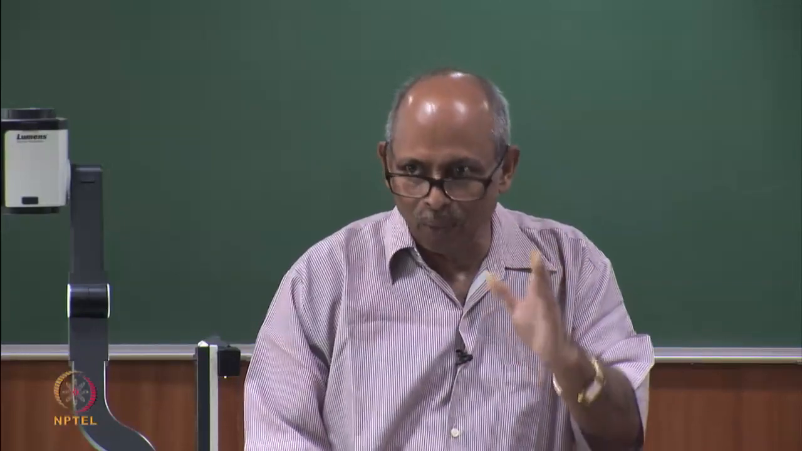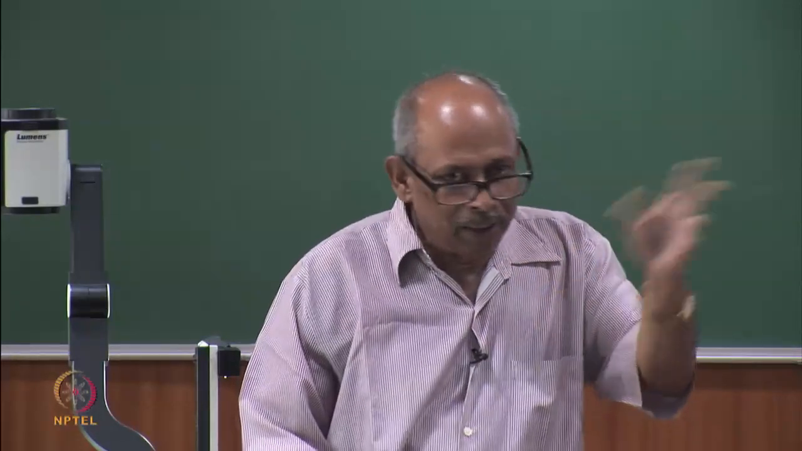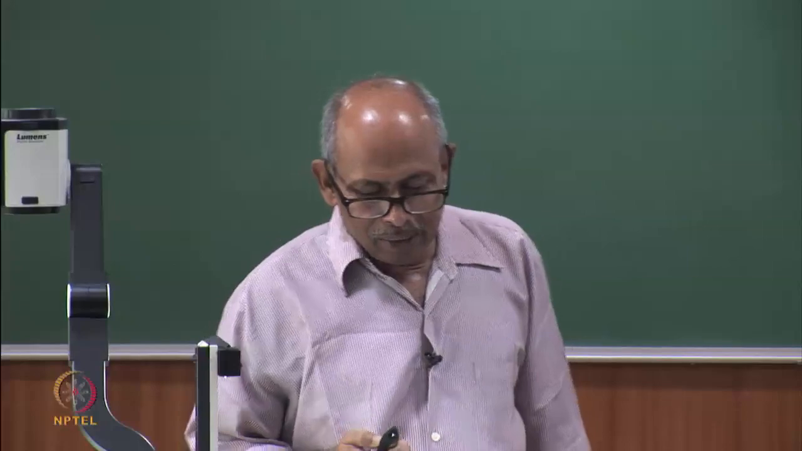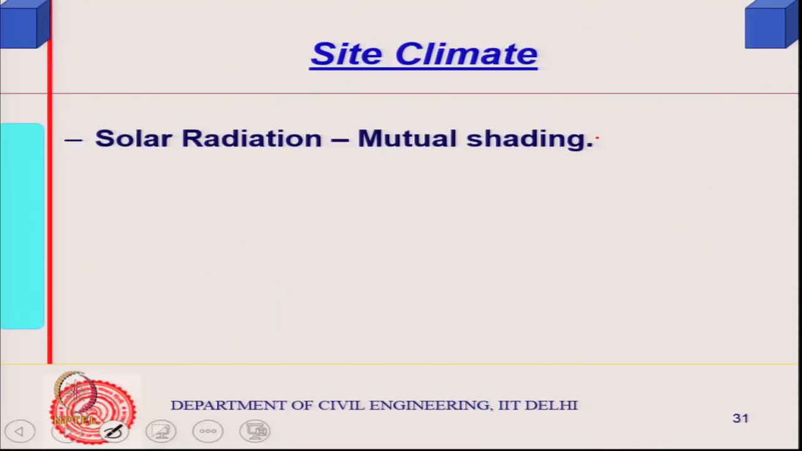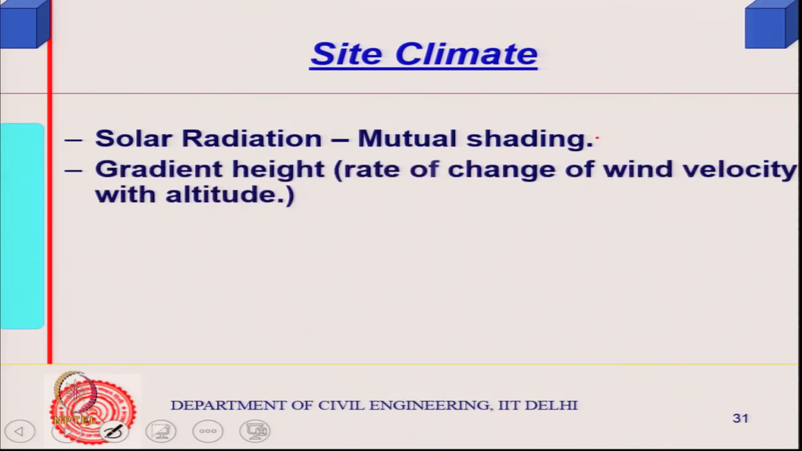Tall buildings can reduce the rainfall pattern in some other places. So this is called site climate. Solar radiation, mutual shading of one building by another, these are taken care of in urban planning. These ideas must be there. Gradient height, as we said, wind velocity increases with the height, and gradient height changes.